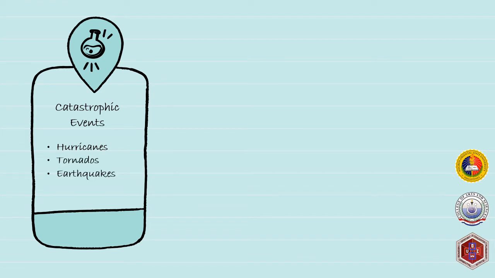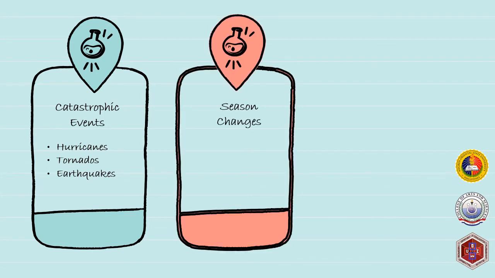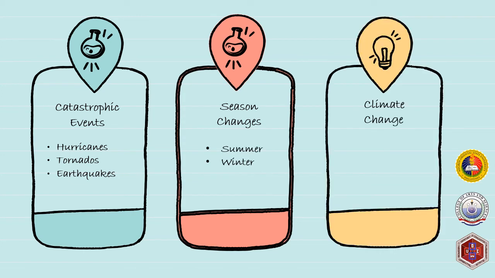These events are density-independent factors because the size of the population is not relevant to how the population is affected by a certain event. Seasonal changes such as summer and winter, as well as climate change, which includes changes in rainfall amount, are also considered to be density-independent factors for the same reason. They do not correlate with how the population is affected.